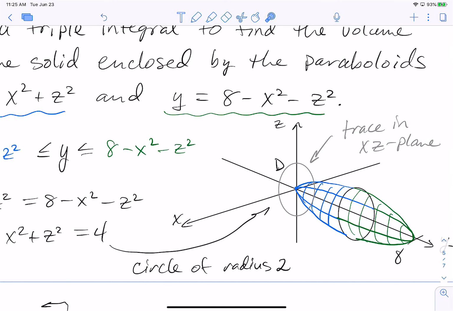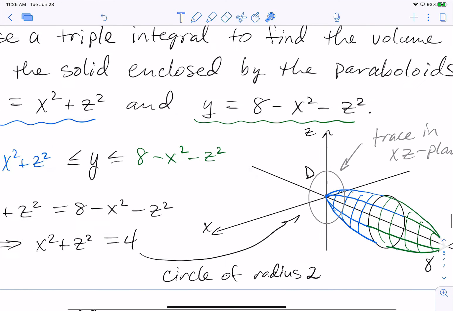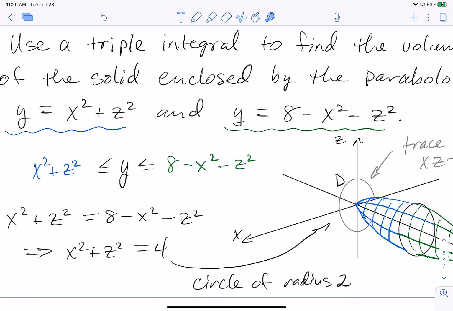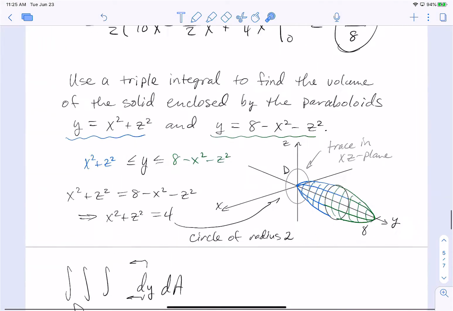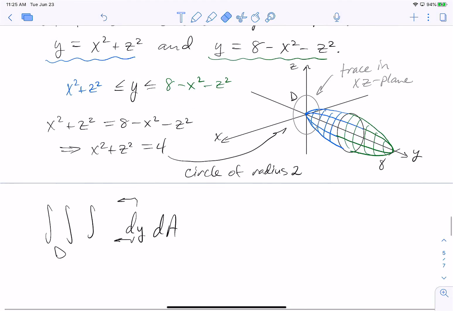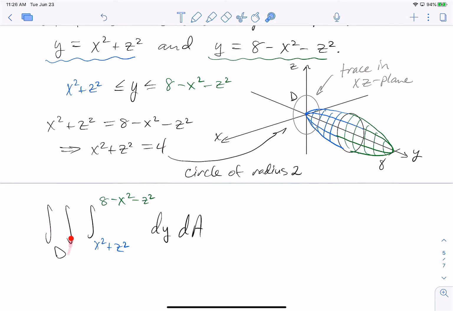As far as y is concerned, y goes from one paraboloid to the other paraboloid, and so we see the inequality y goes from x squared plus z squared to 8 minus x squared minus z squared. That gives us our limits on y. So we have the double integral over D of the integral from x squared plus z squared to 8 minus x squared minus z squared of dy times dA.